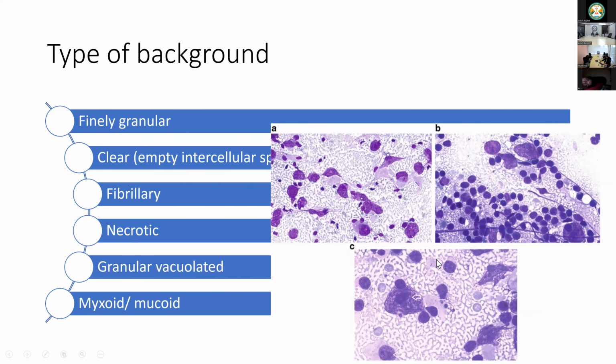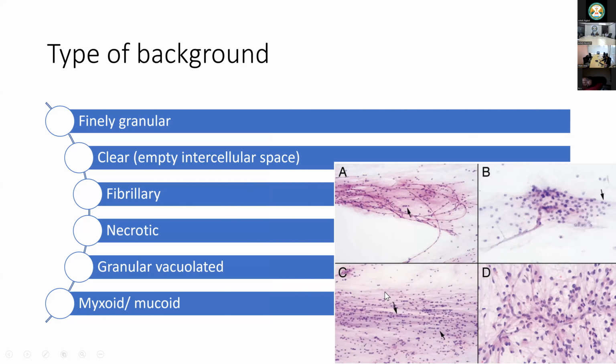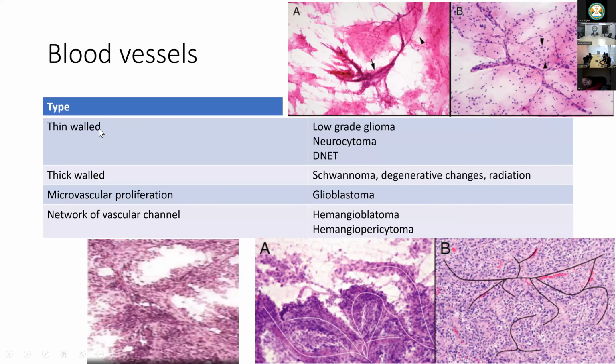Granular vacuolated, granuloma-like background is seen in germinomas. Or we can get myxoid background in various tumors like the DNETs, in some pilocytic astrocytomas and pilomyxoid astrocytomas. Next, coming to blood vessels. Thin-walled blood vessels can be found in low-grade gliomas, neurocytomas, DNET. Thick-walled hyalinized vessels can be seen in schwannomas, and microvascular proliferation can be found in glioblastomas.